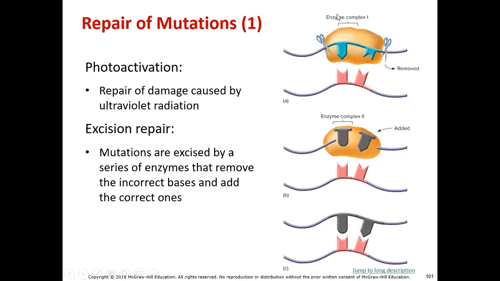Repair mutations. So you do have enzymes that work to repair mutations. You have repair of damage caused by ultraviolet radiation, and you have what's called excision repair. Mutations are removed by a series of enzymes. The incorrect bases are removed and the correct ones added. So there's an enzyme complex here, and it removes these and inserts the correct ones.